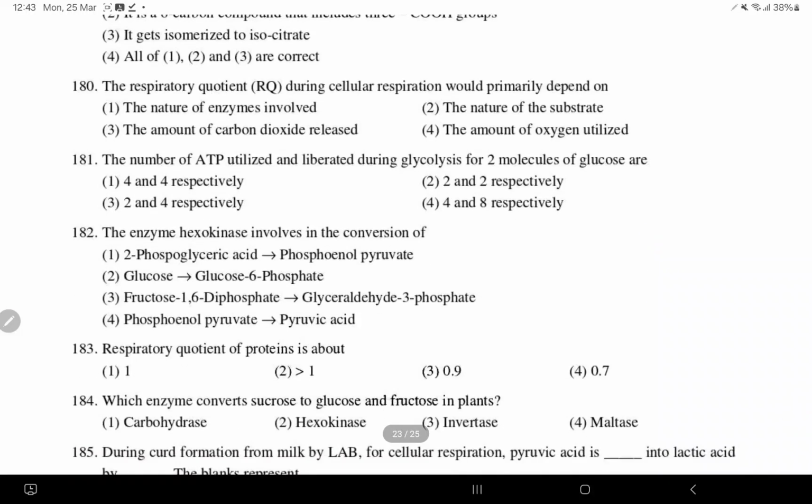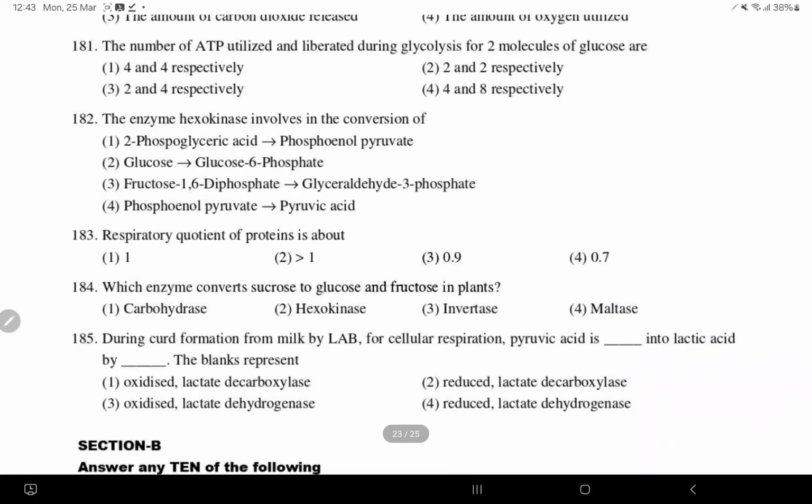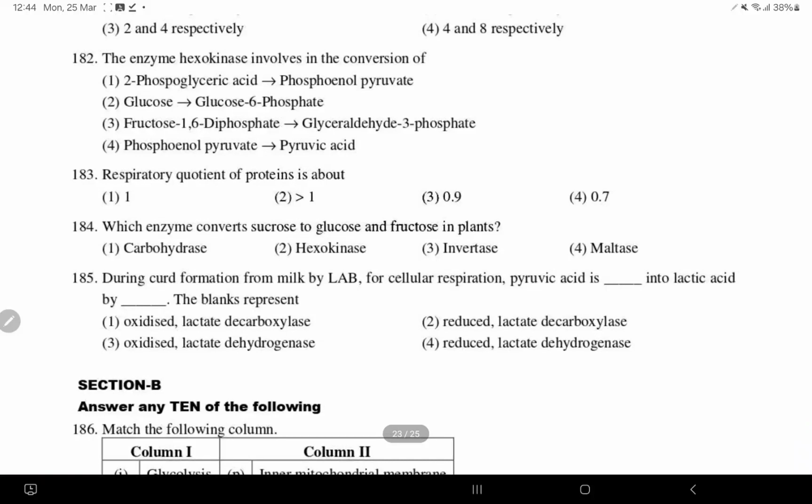The RQ during cellular respiration would primarily depend on nature of substrate. Option 2 is right. The number of ATP utilized and liberated during glycolysis for 2 molecules of glucose: 4 molecules of ATP is utilized and 8 molecules is liberated respectively. Option 4. The enzyme hexokinase involves the conversion of glucose to glucose 6-phosphate. Option 2. RQ value of proteins is about 0.9.